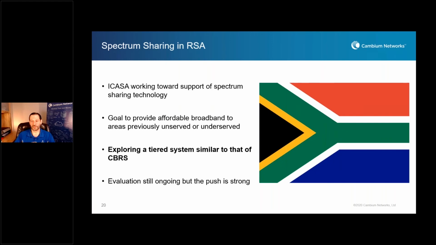South Africa. South Africa is working towards spectrum sharing. They're very interested in it. They're a little bit further behind in terms of establishing regulations, but really they want to get to the underserved and unserved areas of the country that are really hard pressed to have access to broadband. Right now, the 5 gigahertz band is really noisy. It's being well used out there, and it's overused. There's a really high noise floor everywhere in South Africa. It's getting tough to use unlicensed spectrum as we know it. So they are exploring kind of this tiered use system for various frequencies. So they're still in the evaluation phase, but really they want to implement something as soon as they can.